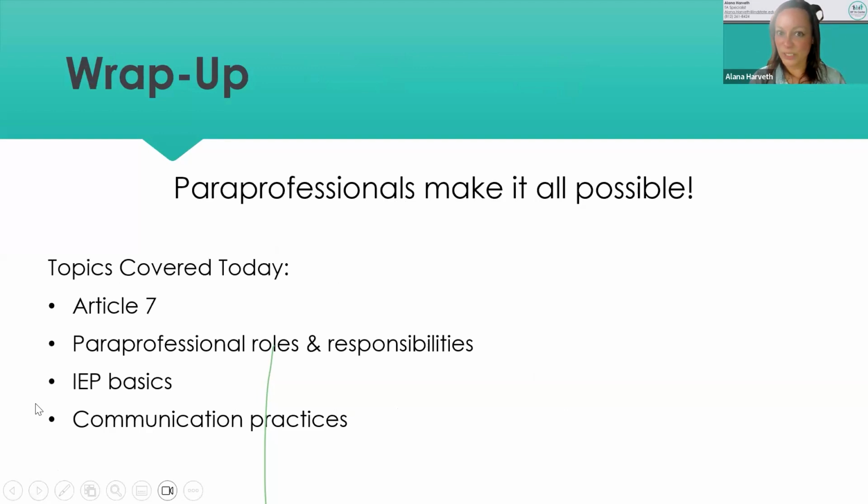So today we covered in a little over an hour, not too long. Today we talked about Article 7, and everybody in the chat, tell me what Article 7 is, because I think I said it a couple times. So this is your exit slip. What is Article 7? We talked about paraprofessionals' roles and responsibilities.